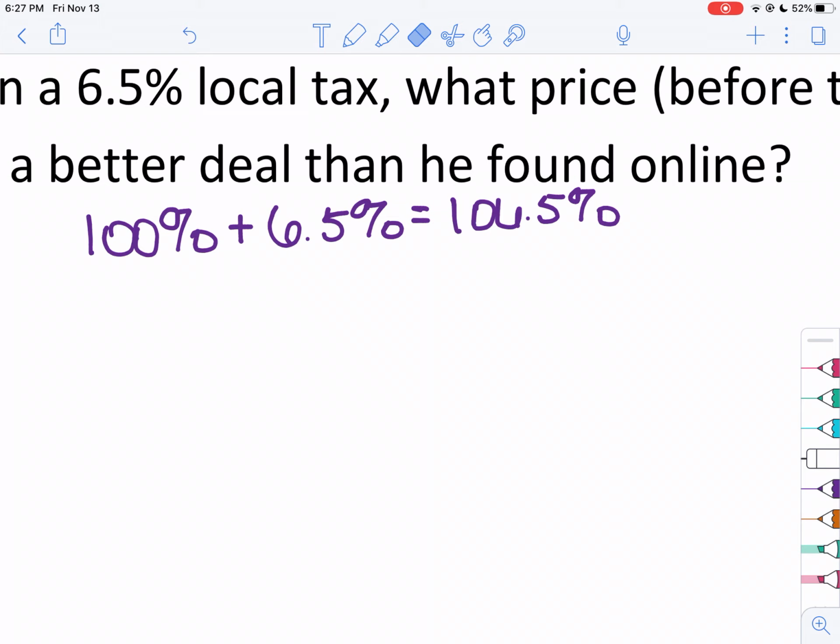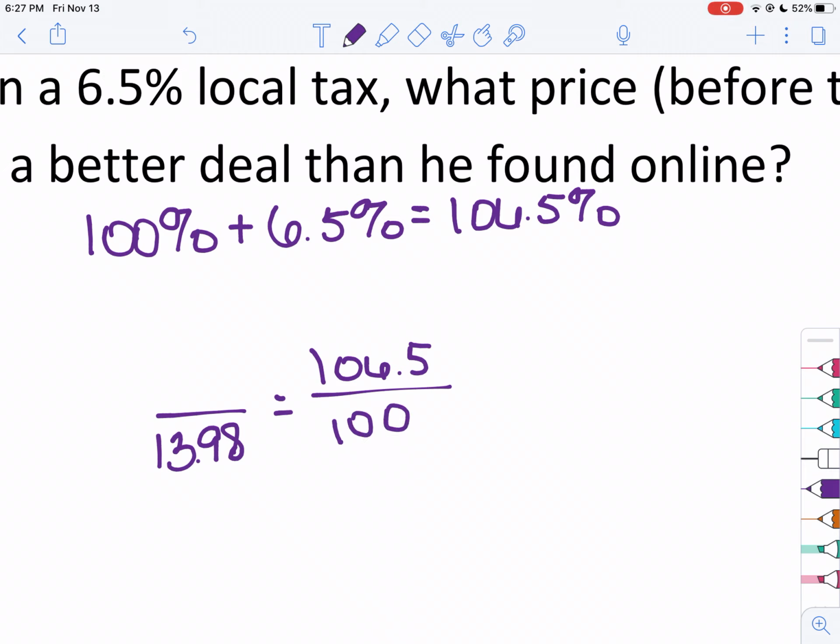I put that a little too close. Let's move that down. So $13.98 is the whole, and we know 106.5 is our percent. Or no, hold on, I did that backwards. Nope, $13.98 is the part. I apologize. Whoops. $13.98 is the part. We want to know what the whole would be if his absolute total was $13.98. Alright, so there's our proportion. Sorry about that.